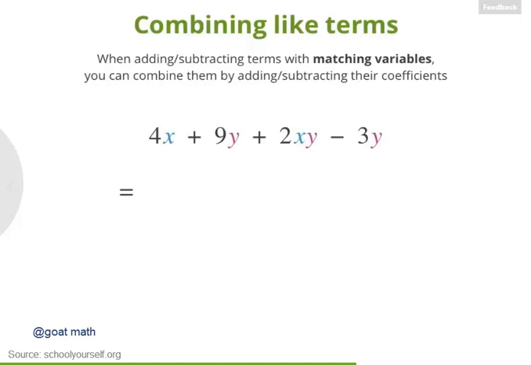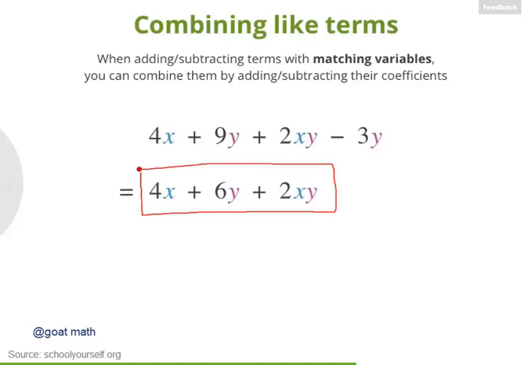Well, again, we look for like terms, which have matching variables. First, we have 4x. Any other terms with just an x? No. 9y. Any other terms with just a y? Yes, we're subtracting 3y. So 9y minus 3y equals 6y. And then 2 times x times y. Any other terms with an x and a y? No. So this is the simplified expression, 4x plus 6y plus 2xy.